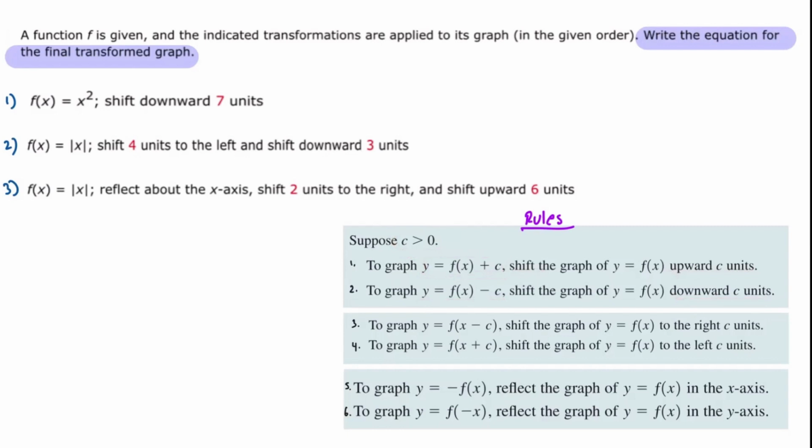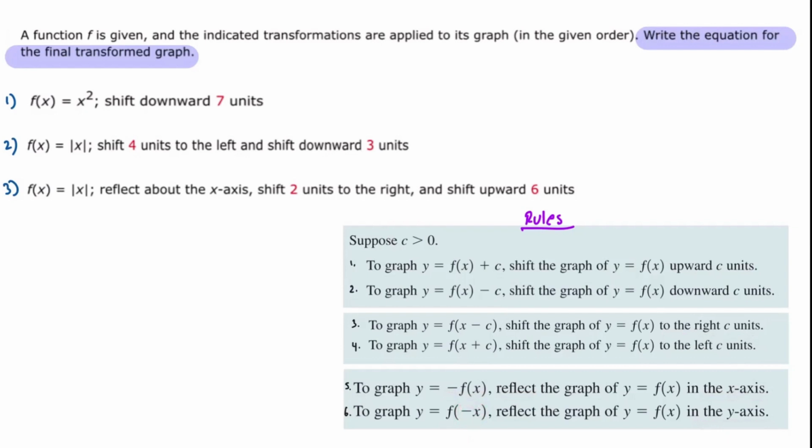The third rule is a horizontal shift. If it's f of x minus c, you're going to shift to the right c units. And if you have f of x plus c, you're going to go to the left c units. Then these two rules are for reflections. If you have negative f of x, we turn y values negative, so to obtain that graph, we reflect over the x-axis. Similarly, if we have f of negative x, that's a reflection about the y-axis, so we're turning all the input values negative.